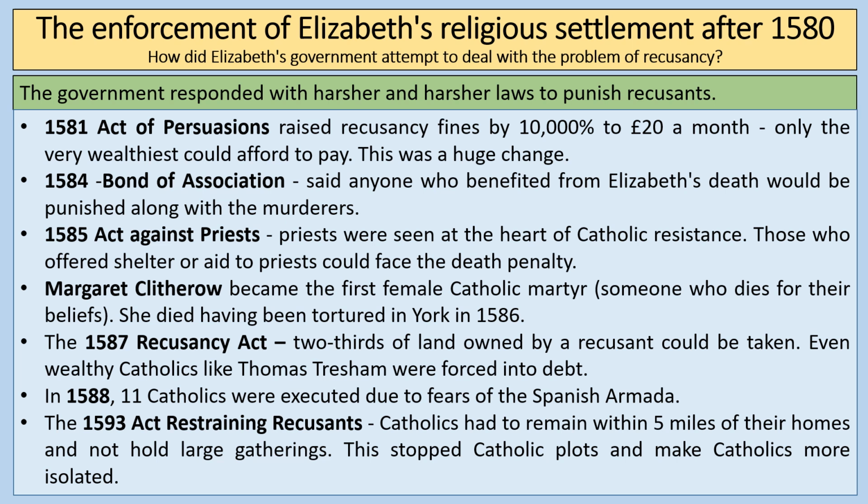The 1587 Recusancy Act, 2/3 of land owned by a recusant could be taken. Even wealthy Catholics like Thomas Tresham were by that stage forced into debt. There was a peak in executions and arrests of Catholics in 1588 due to fears of the Spanish Armada. 11 Catholics were executed in that year. And the 1593 Act restraining recusants. Catholics had to remain within 5 miles of their homes and not hold large gatherings. And the idea of that was to stop Catholic plots and make Catholics more isolated.